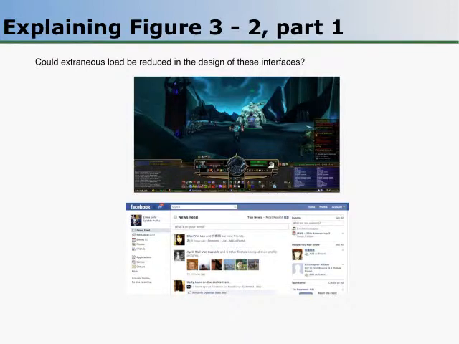So do you think extraneous load could be reduced in the design of these interfaces? And I think the answer to that is definitely it could be reduced. For example, over here it says people you may know. I don't really need that. Maybe an option up here saying extras would help.